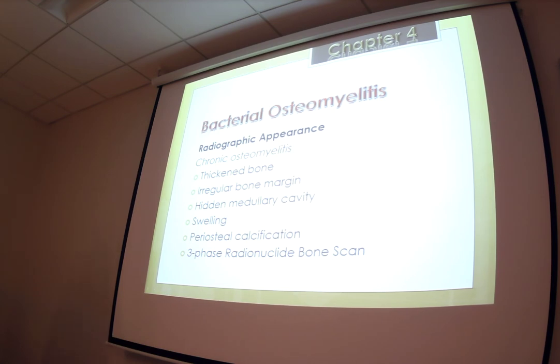So for chronic osteomyelitis, you can see some thickened bone, that irregular bone margin, a hidden medullary cavity, swelling, periosteal calcification, and then they'll also be using a three-phase radionuclide bone scan. So essentially doing the same nuclear scan that we just talked about, except it's a three-phase way of scanning it. And you'll actually be able to see this in all three phases.